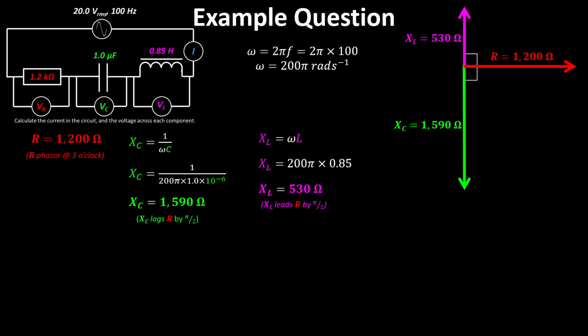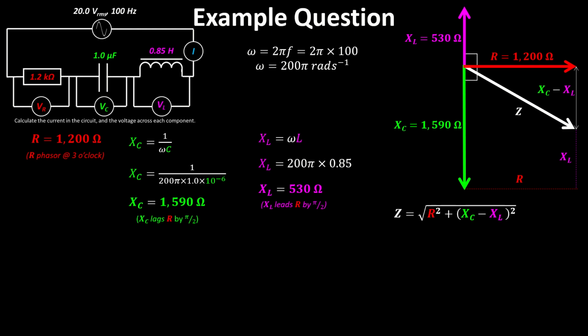So if we go down the XC, across the R, and then come back up the XL, we get this vector for Z, where that side is the difference between XC and XL. So we use Pythagoras with R squared plus (XC minus XL) squared and plug in the numbers that we've just calculated. We get an impedance for the circuit of 1,600 ohms.